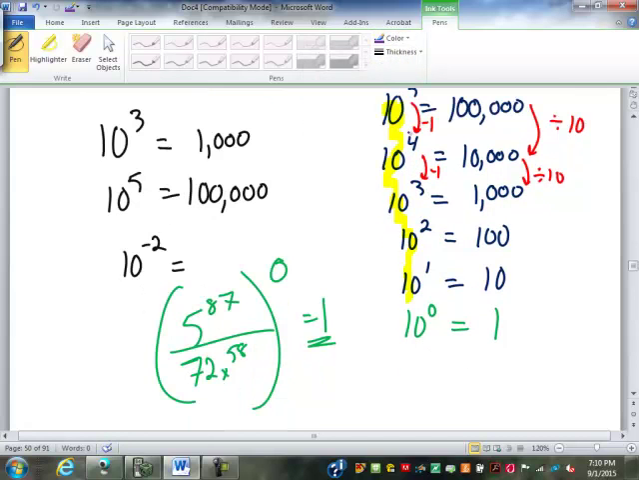So now with that pattern in place, what's 10 to the power of negative 1 have to be? Well, we would divide by 10 again. What's 1 divided by 10? 1/10. 0.1 or 1/10. Okay. 10 to the power of negative 2, well, we divide by 10 again, would be 1/100th, and so on.